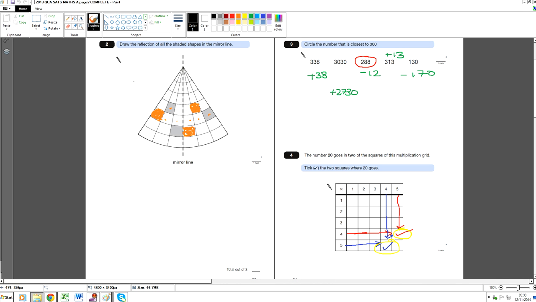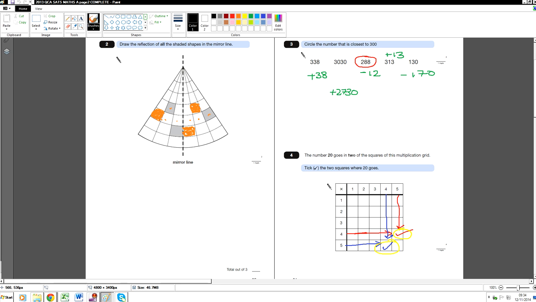So question number 2, we had to draw the reflection of all the shaded shapes in the mirror line. So the grey ones were the original ones. The mirror line is the dotted one. So this grey here gets reflected to this, straight across. This one gets reflected to 2 spaces across. And this one gets reflected to 3 places across. And that was done.